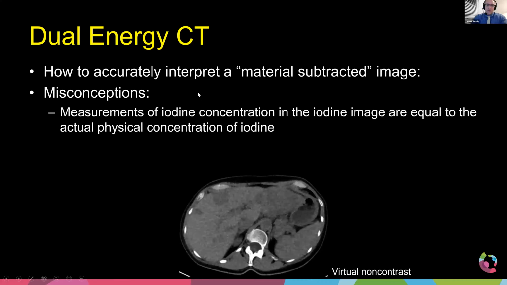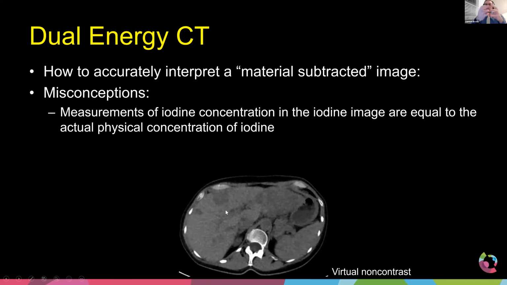All right, so how do we accurately interpret material subtracted images? Well, first, let's talk about some misconceptions. The first one is, if we look at an image with iodine concentration mapped onto it and you draw an ROI on it, it's not going to tell you the exact concentration of the iodine in that location.